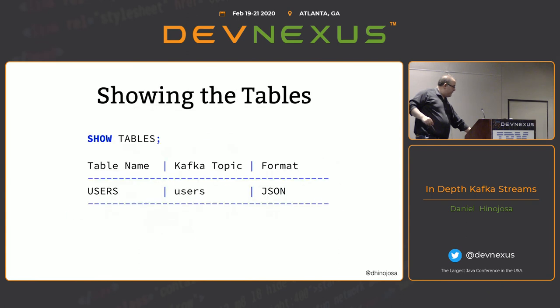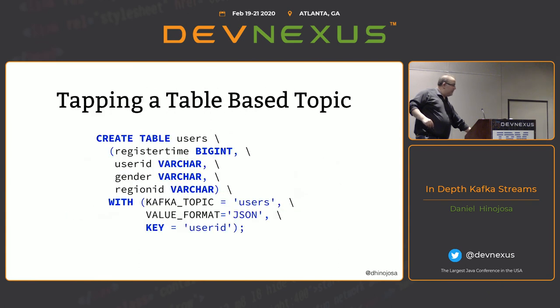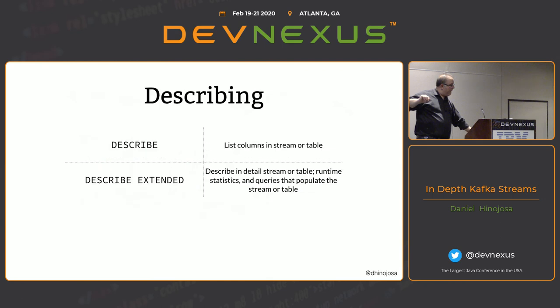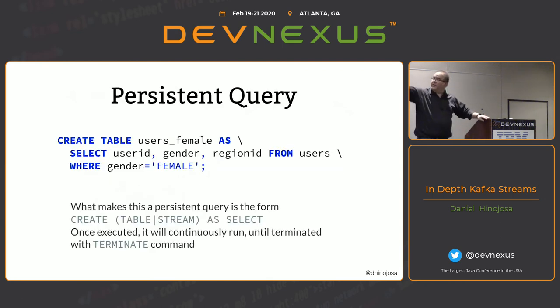Here, let's go back here a bit. Someone did this, users was a table, someone did a create table, which was initially tapping that topic, but then this part right over here is where we're making use of it. So when it says from users, we're making use of that stream that was previously created, where gender is equal to female. Now I have a particular table that represents, via a topic, users female. That is a persistent query.